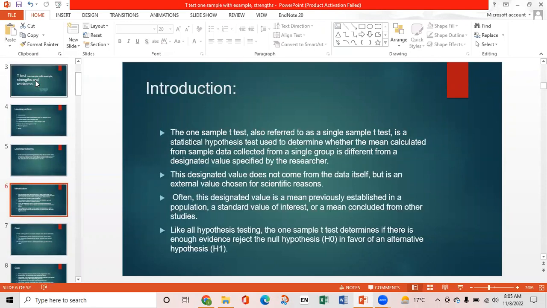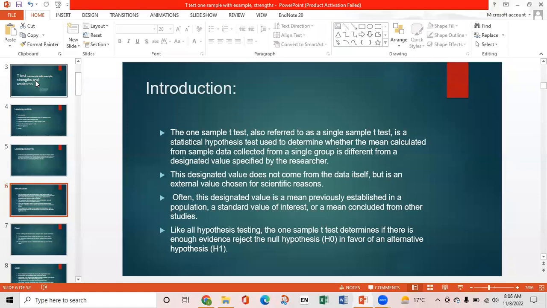The one sample t-test, also referred to as a single sample t-test, is a statistical hypothesis test that is used to determine whether the mean calculated from sample data collected from a single group is different from a designated value specified by the researcher.